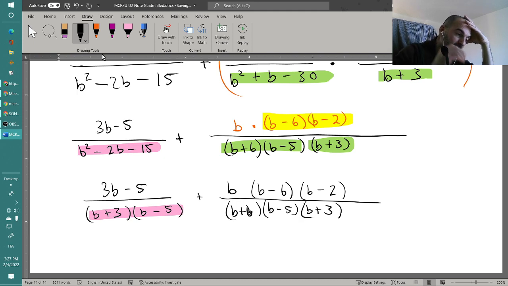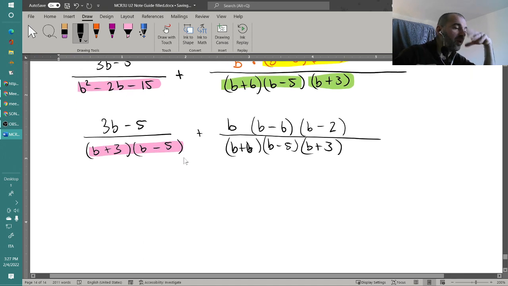Now, what we want to do is start to recognize what our common factors are, because I'm going to now have to move into addition mode. I'm moving into addition mode here. So there we have it.